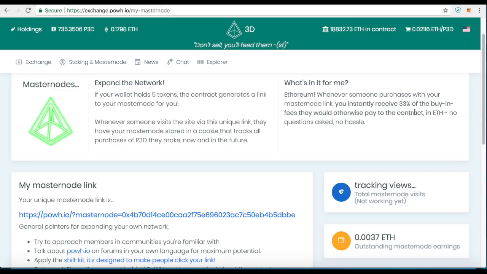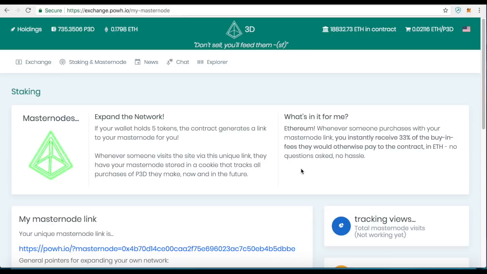So in other words, if Joe signed up on my link and Joe now begins to share his masternode link, whoever signs up under him, I get nothing. I like that. Because as you can see here, folks, I didn't join Proof of Weak Hands just to put in a small amount.